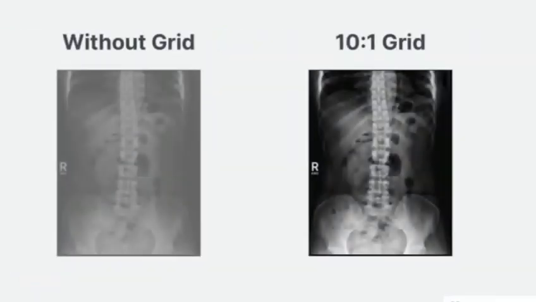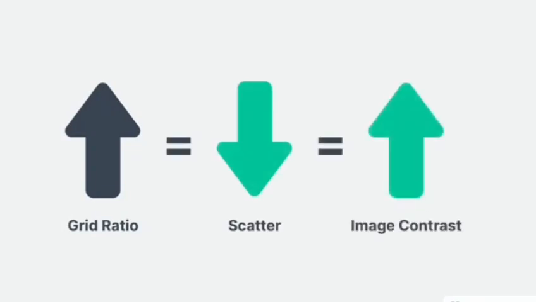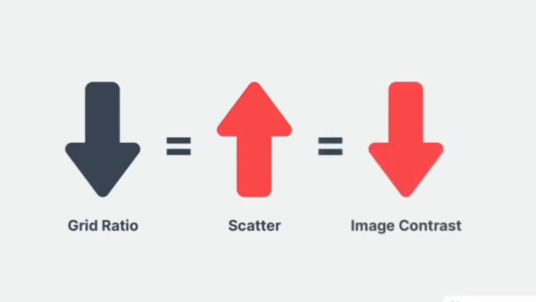The only disadvantage of using a higher ratio grid is that exposure techniques must be increased and the patient dose will increase. The general relationship between grids and image contrast looks like this. If we increase the grid ratio, this decreases the amount of scatter reaching the image receptor and therefore increases the image contrast. As usual, we can say that the opposite is also true. If we decrease the grid ratio or don't use a grid, this will increase the amount of scatter reaching the image receptor and therefore decrease the image contrast. Anything that increases the amount of scatter getting to the receptor will always decrease the image contrast.